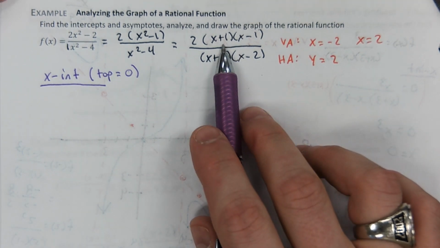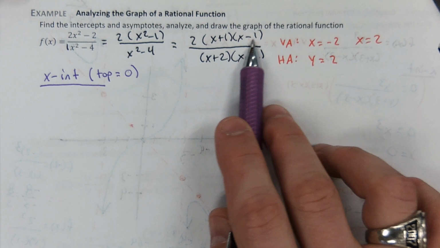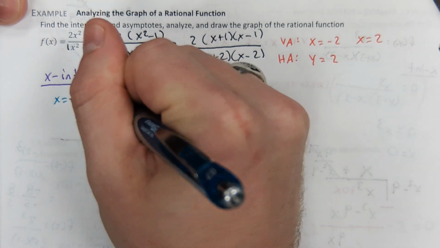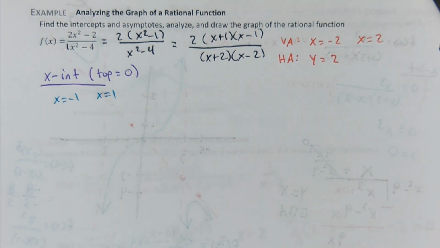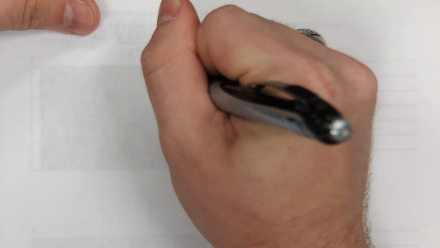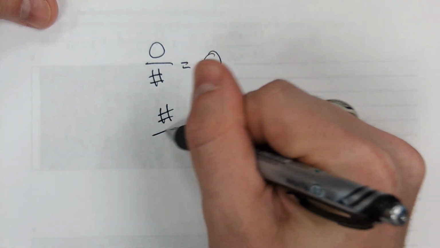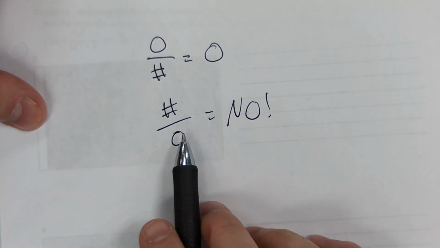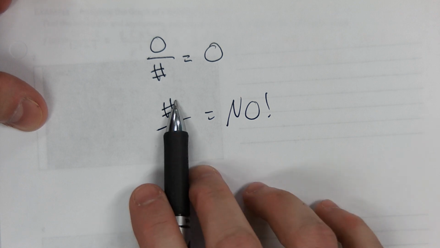So we look over here because it's factored, and we can see there are 2 numbers that make the numerator equal 0. X equals -1 and x equals +1. I heard a question in the room. Zero divided by any number other than 0 is automatically 0. And numbers divided by 0, you can't do that. Not allowed. Because we don't know how many times a thing of size nothing can fit into something with size.